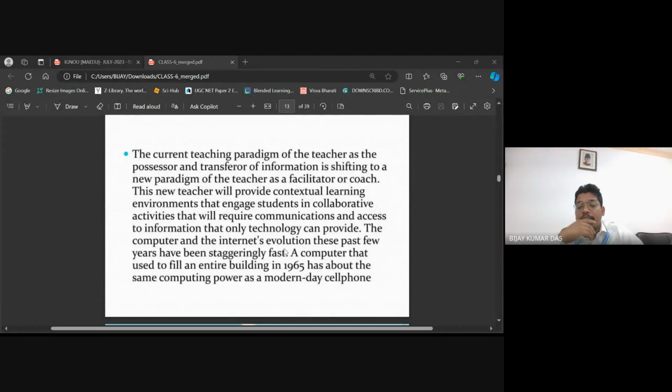The computer and internet evolution in the past few years has been strangely fast. A computer that used to fill an entire building in 1965 has about the same computing power as the cell phones you are using so extensively nowadays, the power of Android phones.